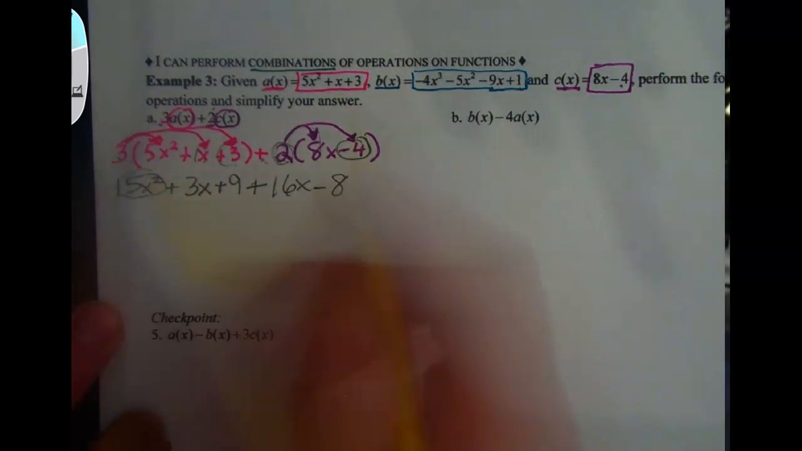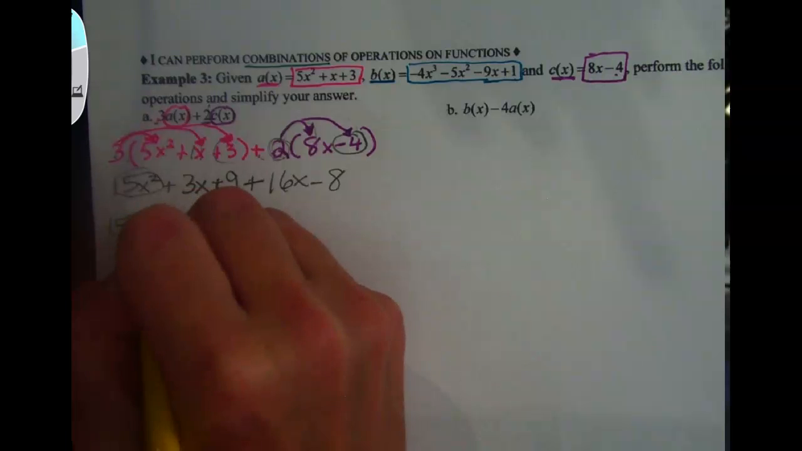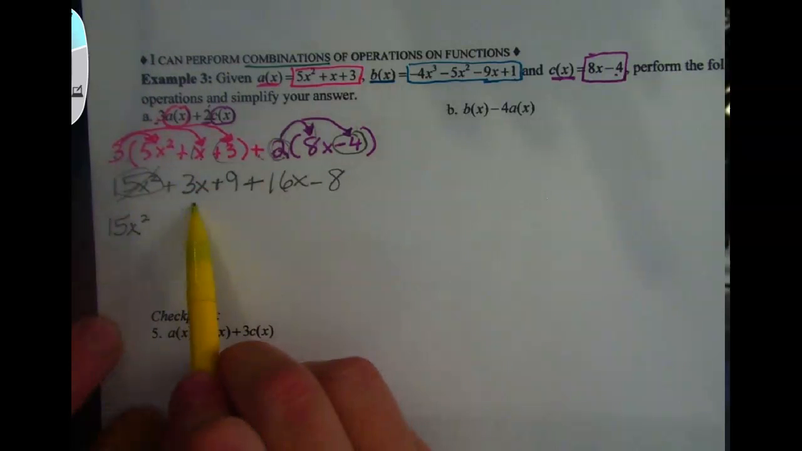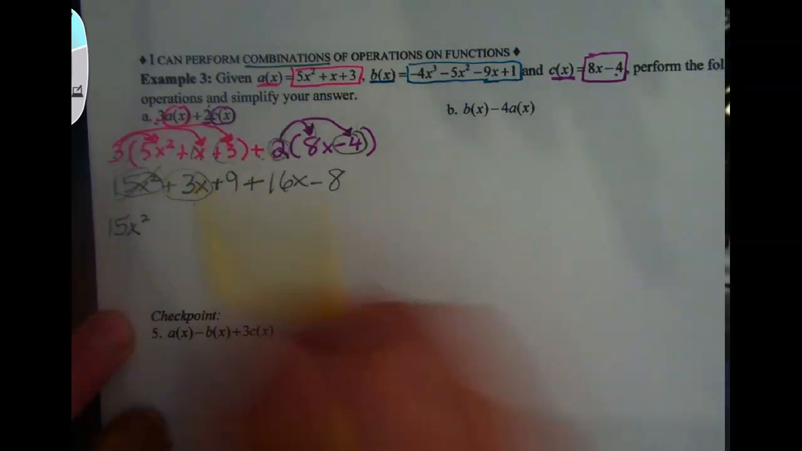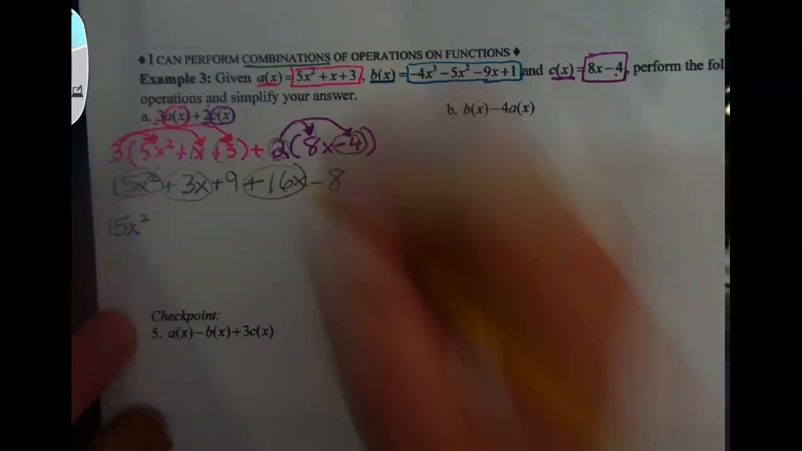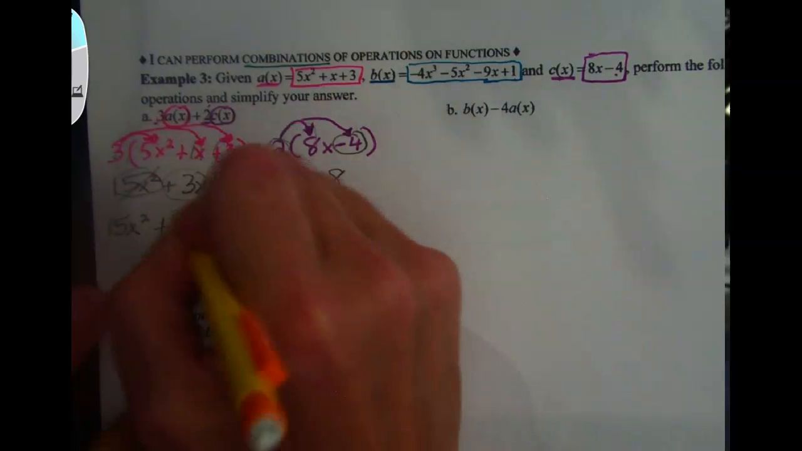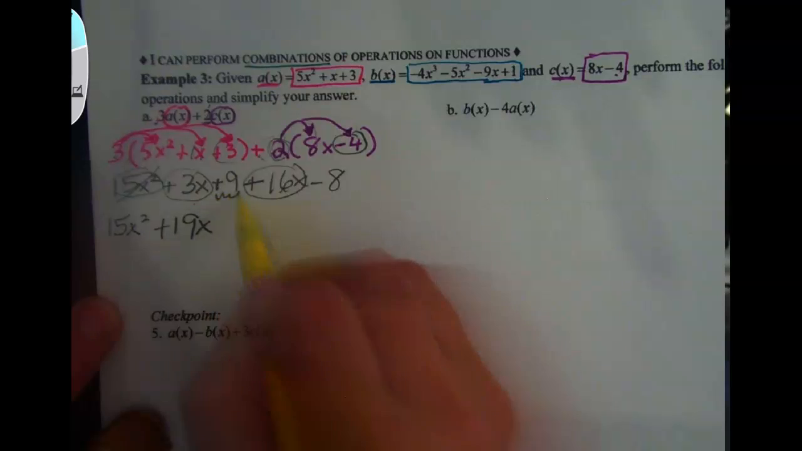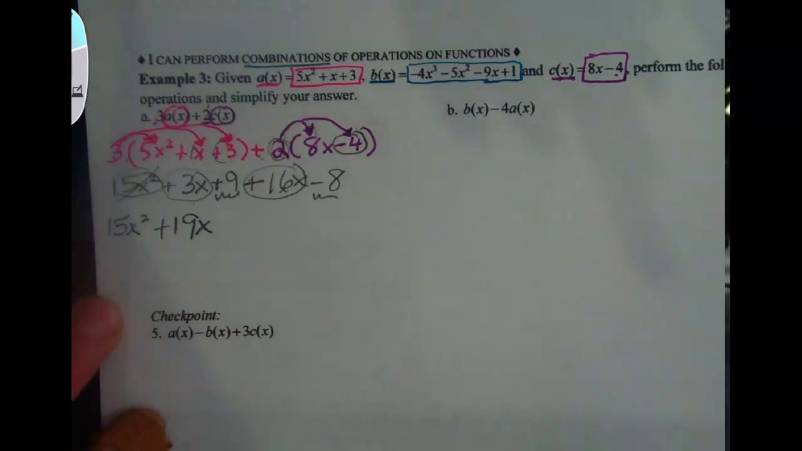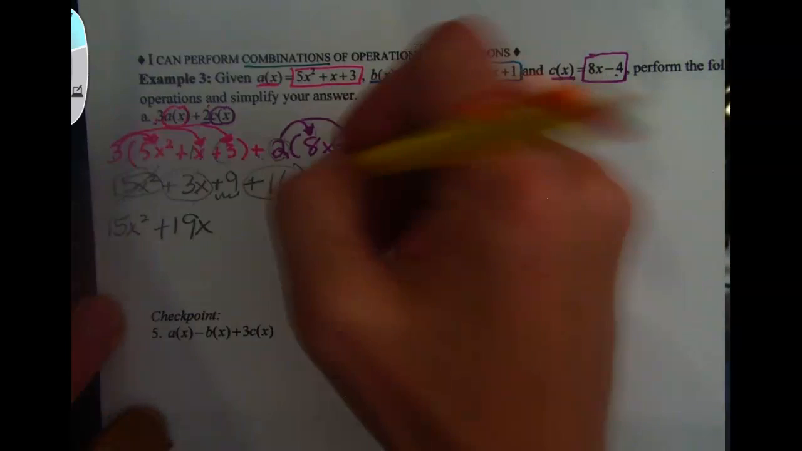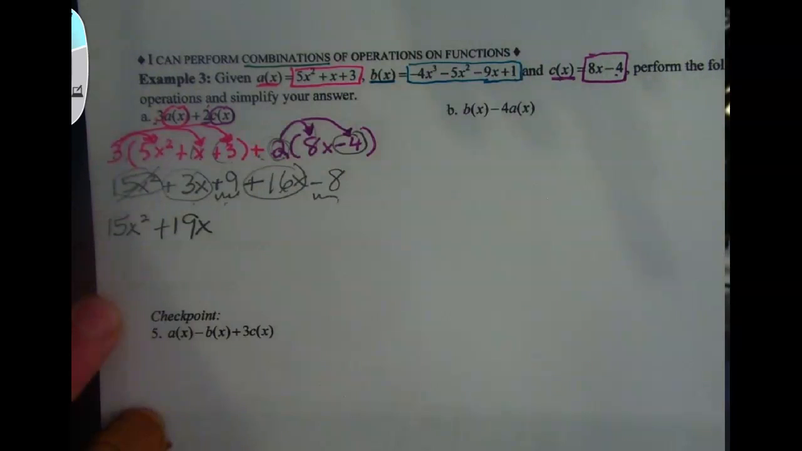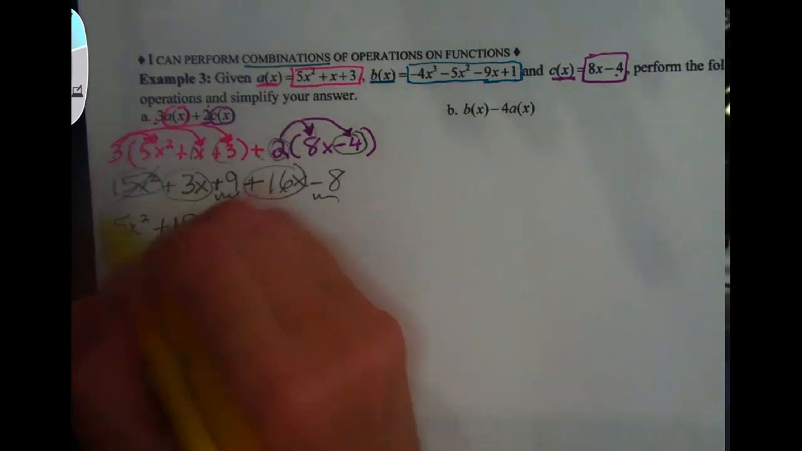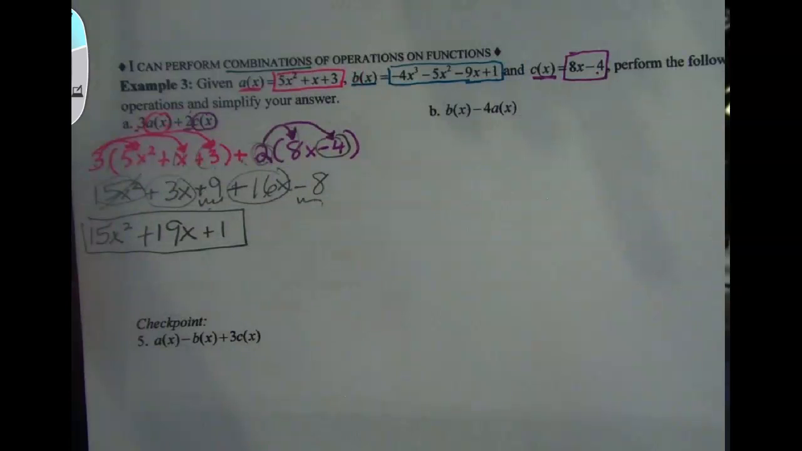So I have a 15x squared. That's going to go out front. There's no other x squared. And then I'm going to look for my x terms. I've got a positive 3x and a positive 16x. So 16, 17, 18, 19. Positive 19x. I'm sorry. And then I'm going to do just my numbers. 9 plus negative 8, or just 9 minus 8. So this becomes a plus 1. And then I am done. So I multiplied and added in that one.